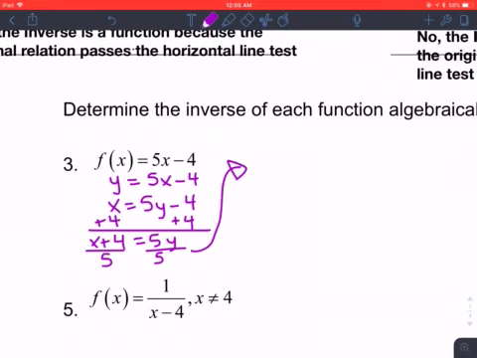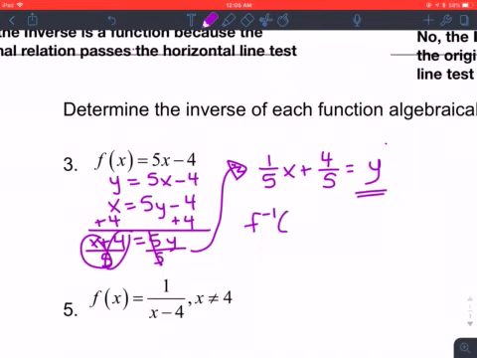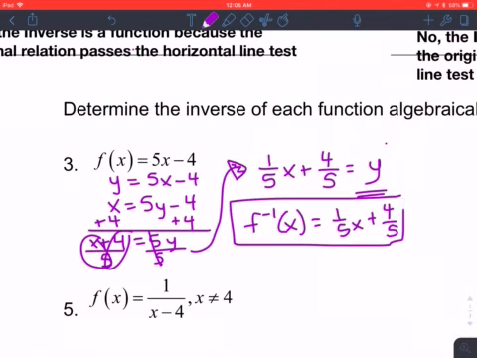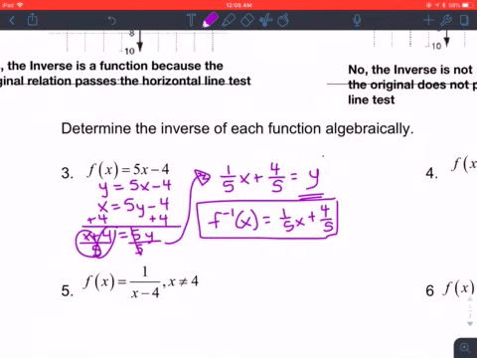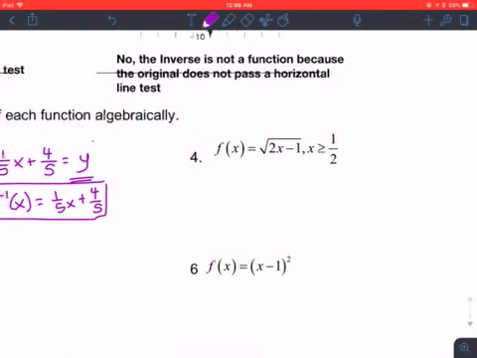Remember, if it's a linear function, it's usually better to write it in slope-intercept form. So this is 1/5 x plus 4/5, because we're dividing each of these things by 5, is equal to y, because these 5's cancel. Then we need to substitute back into function notation. So we don't want the y here, we want f to the -1 of x equals 1/5 x plus 4/5. And this is the inverse of that original function.